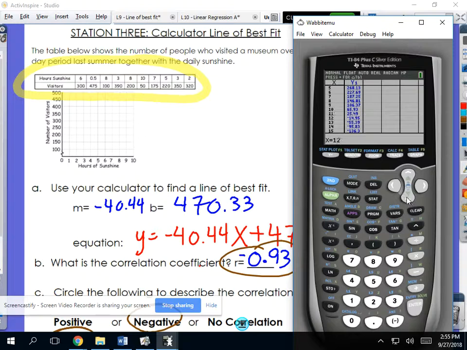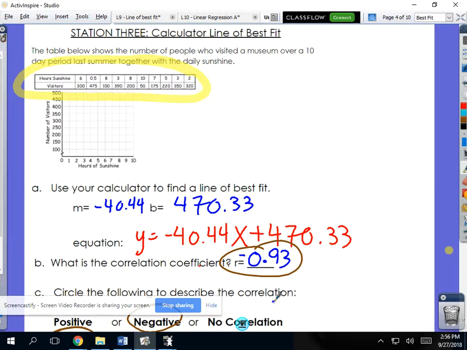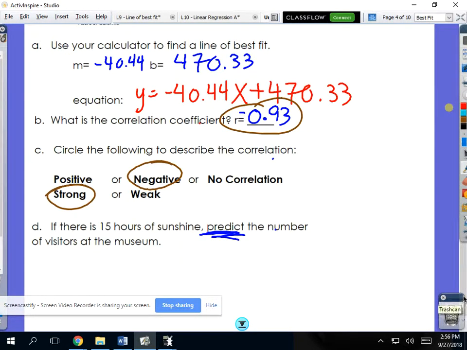So if there were 15 hours of sunshine, this actually doesn't make any sense. I'm going to explain why. Technically, if there were 15 hours of sunshine, we would have negative visitors. Doesn't make any sense, so you can pretty much neglect that one. I'm going to rework the question for you. Let's say instead of 15 hours of sunshine, let's just say 4 hours.